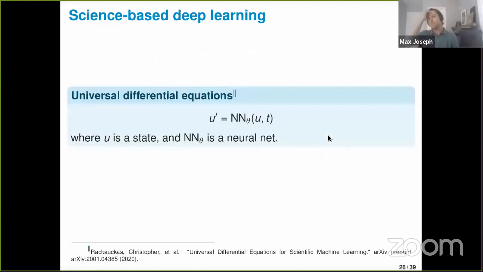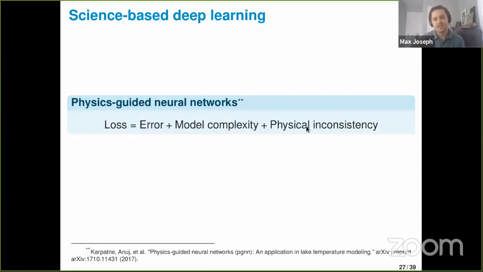And this is part of a broader trend towards science-based deep learning. Universal differential equations provide one example. Here, the key idea is that you parameterize a differential equation using a neural network, you retain the dynamics you know, and approximate the dynamics you don't. Another cool example is physics-guided neural networks. Here, the loss function consists of 3 terms: an error term that's a discrepancy between observed and predicted data, a penalty for model complexity, and a penalty for physical inconsistencies. So for instance, how far have you diverged from mass balance?